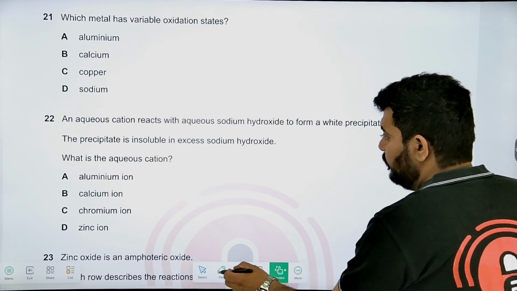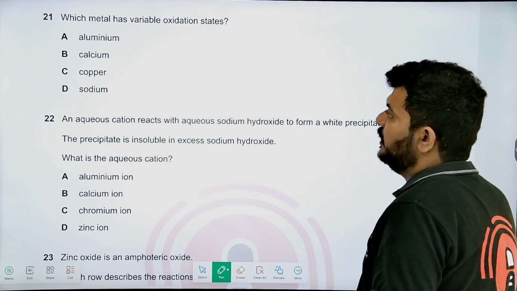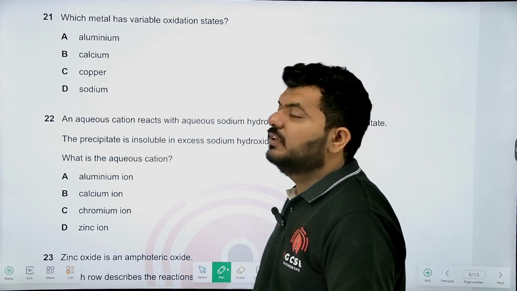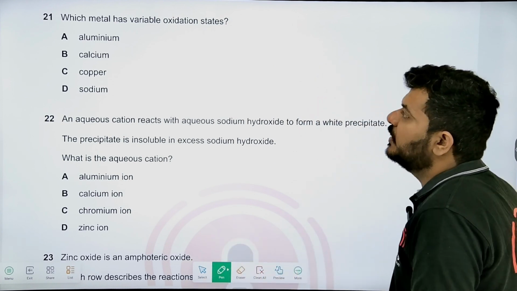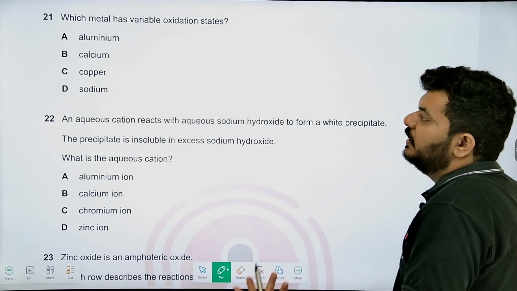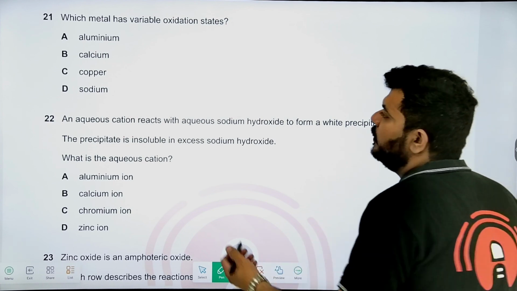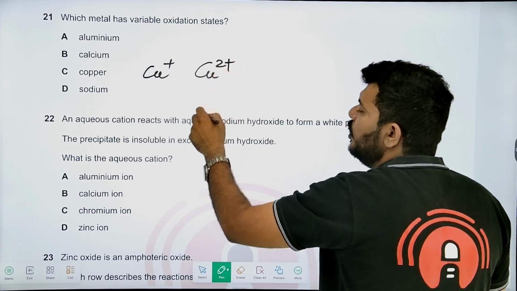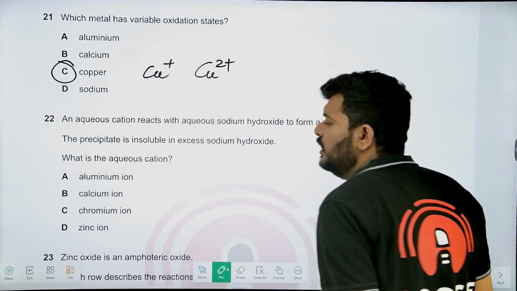Then we have the next question: which metal has variable oxidation state? The metal that is a transition element has variable oxidation state. Aluminium is not a transition element, calcium is not, copper is a transition element, with oxidation states of Cu+ and Cu2+. So C is your answer.